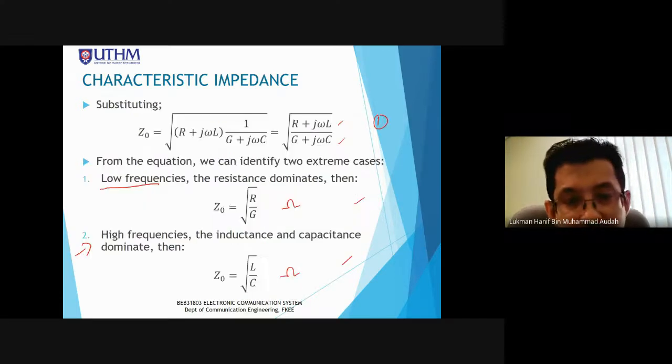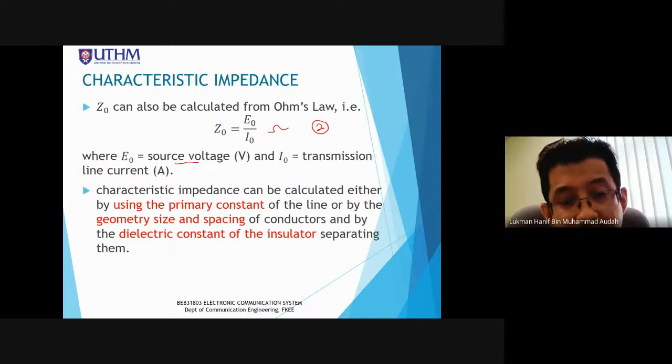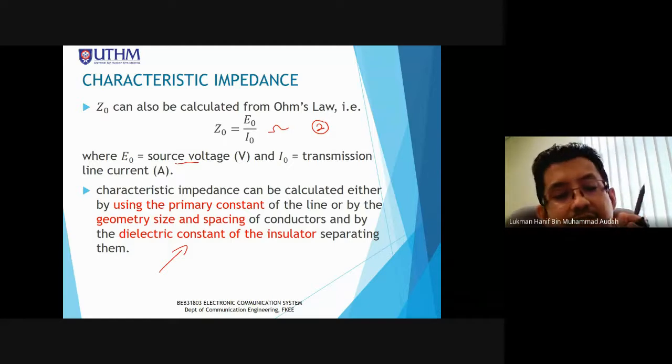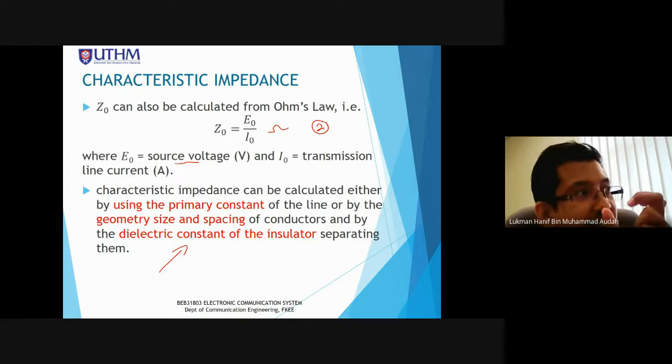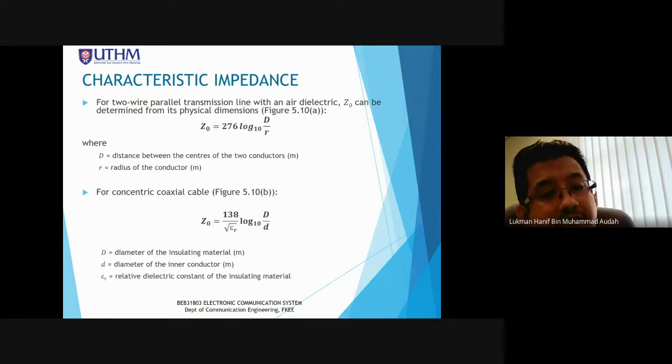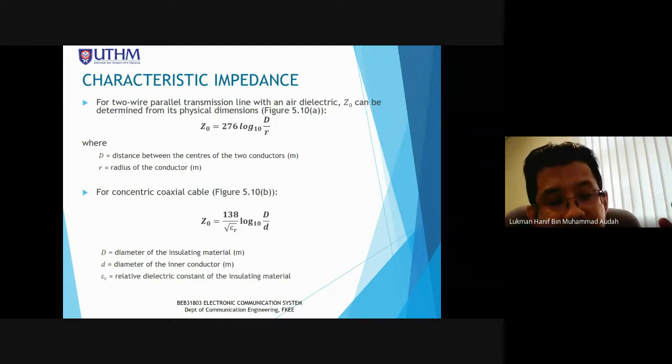So tadi yang pertama yang ini, yang kedua yang ini, dan kaedah yang ketiga dinyatakan seperti ini, yang mana sebenarnya characteristic impedance ini kita boleh kira berdasarkan dia punya geometri, size dan juga jenis dielectric materials yang digunakan. Okay, macam mana? Dia seperti ini. So ini bermakna kita boleh juga menentukan characteristic impedance untuk setiap jenis kabel. Setiap jenis kabel dia akan ada persamaannya yang tersendiri.